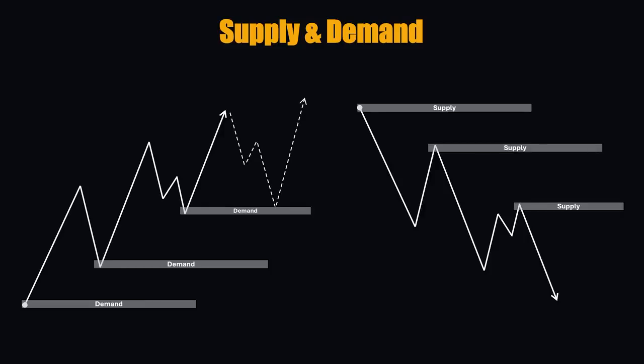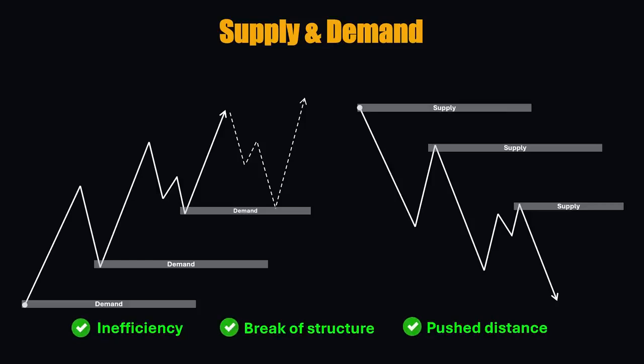However, there are several key factors to consider when identifying valid supply and demand zones for trading: inefficiency, break of structure, and push distance. Each of these serves as an important clue in confirming the strength and reliability of the zone.